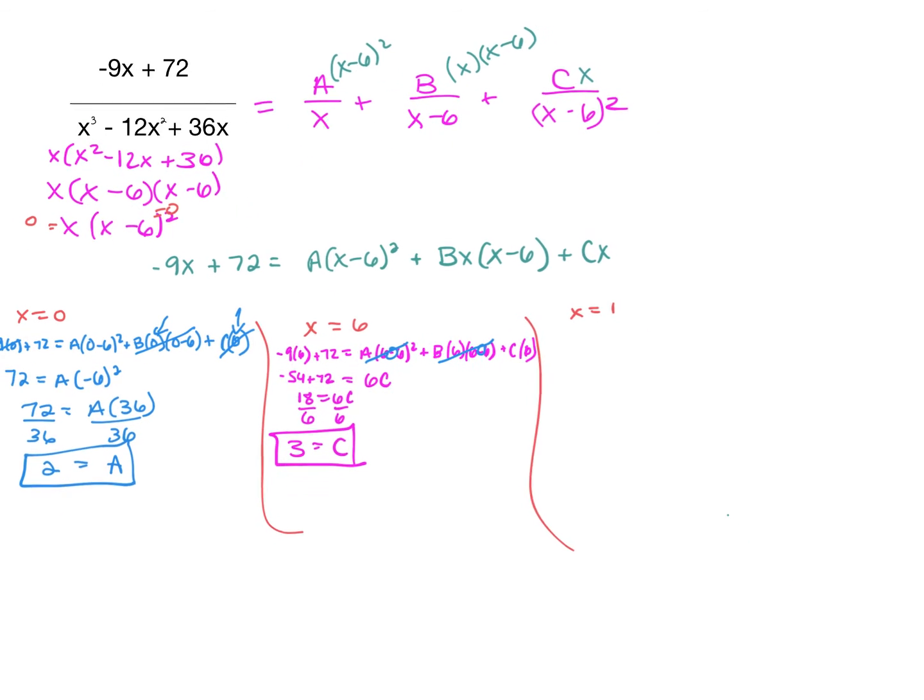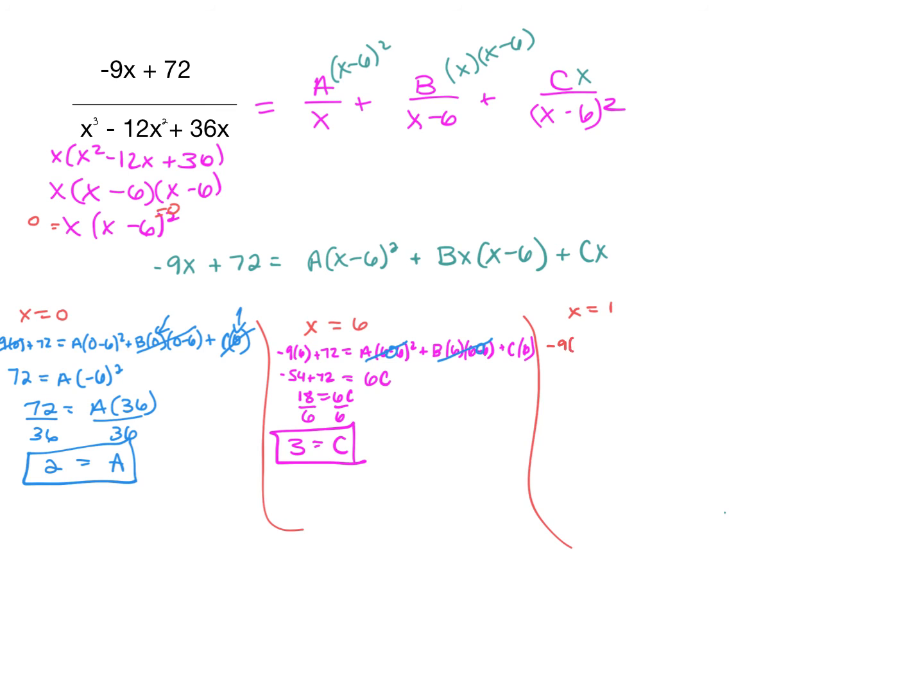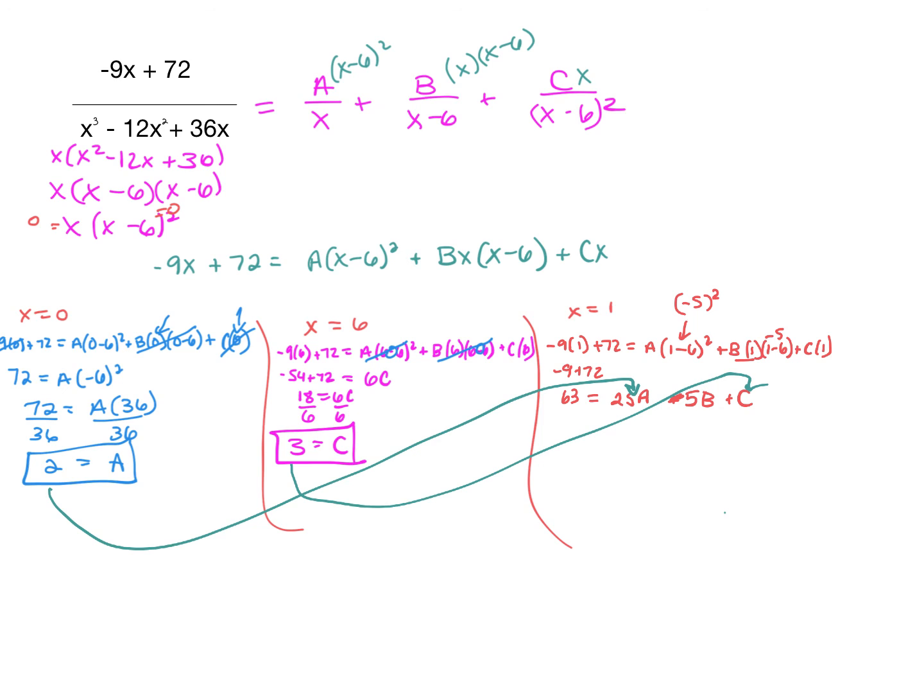Then I go to the last one. So everywhere there's an x, I'm plugging in that 1. -9 times 1 plus 72 equals a, 1 minus 6 squared, plus b, 1 times 1 minus 6, plus c times 1. So -9 plus 72, which would be 63. This is -5 squared, that's 25a, plus b times -5, so minus 5b, plus c. And I know a is 2, and I know c is 3. So 63 equals 25 times 2, minus 5b plus 3. 63 equals 50 minus 5b plus 3. So 63 equals 53 minus 5b.